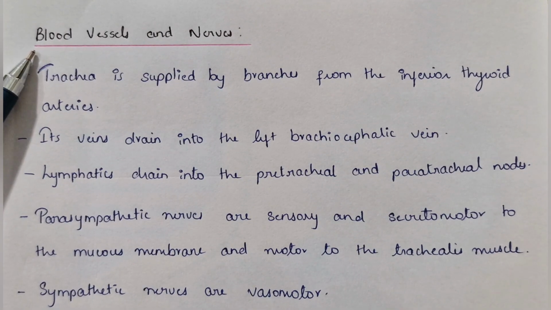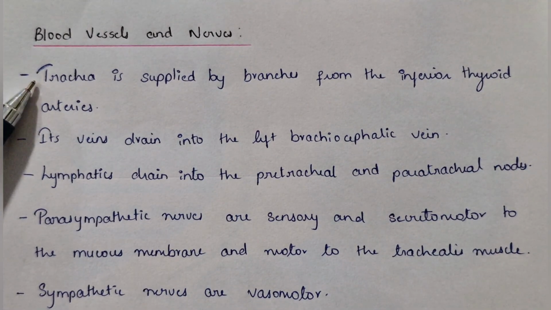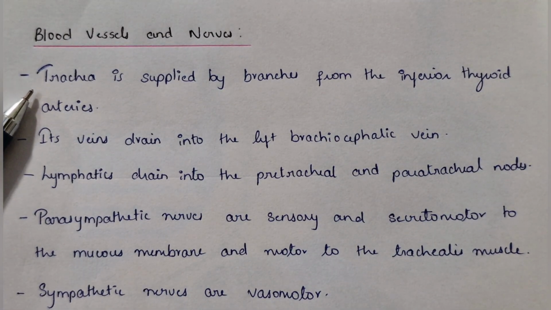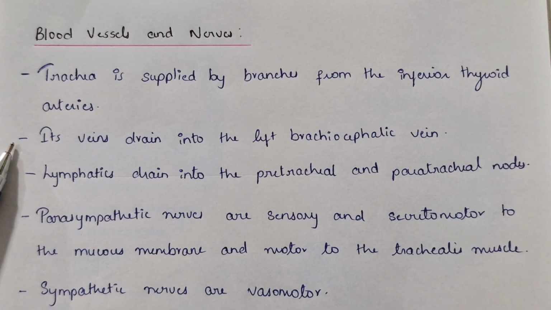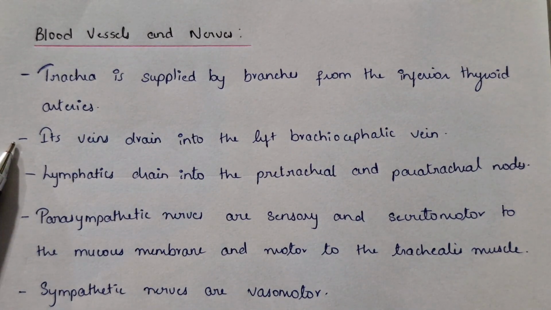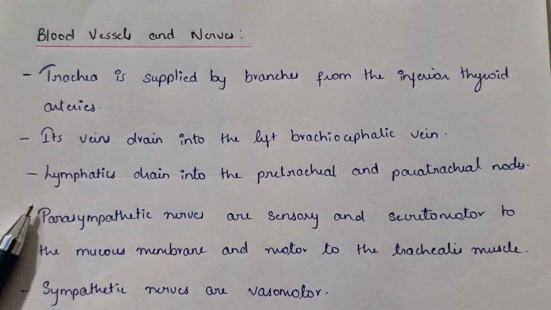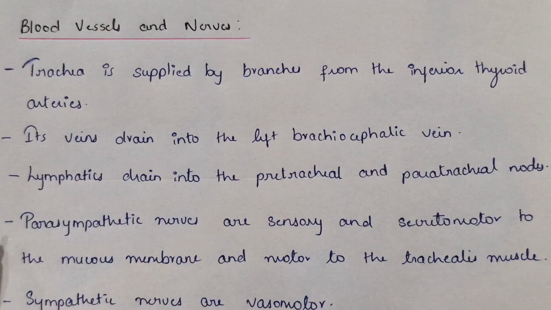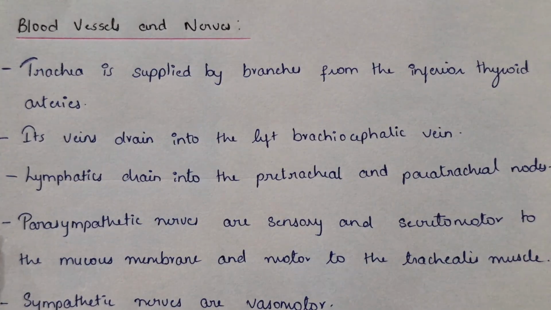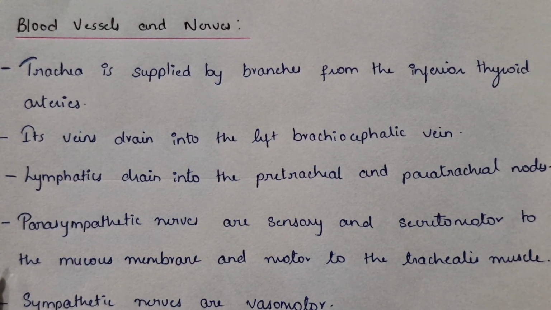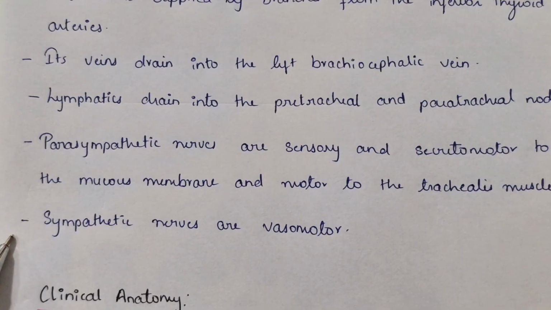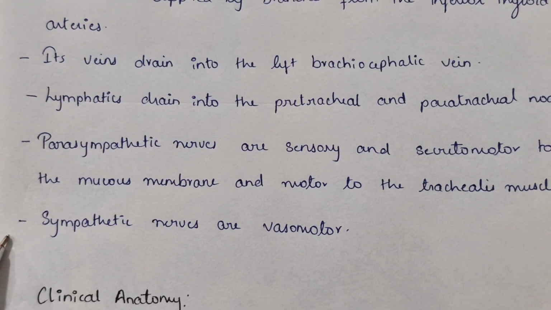Blood vessels and nerves. The trachea is supplied by branches from the inferior thyroid arteries. Its veins drain into the left brachiocephalic vein. Lymphatics drain into the pretracheal and the paratracheal nodes. Parasympathetic nerves are sensory and secretomotor to the mucous membrane and motor to the trachealis muscle. And the sympathetic nerves are vasomotor.